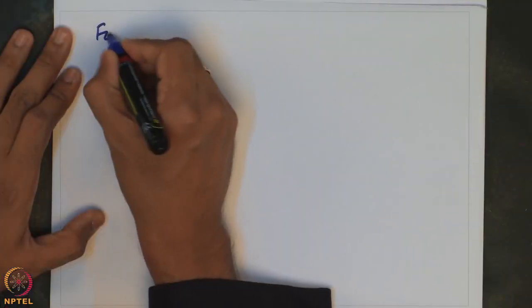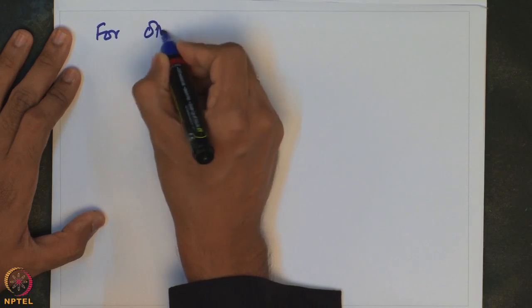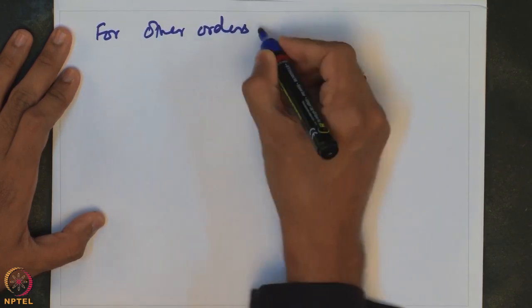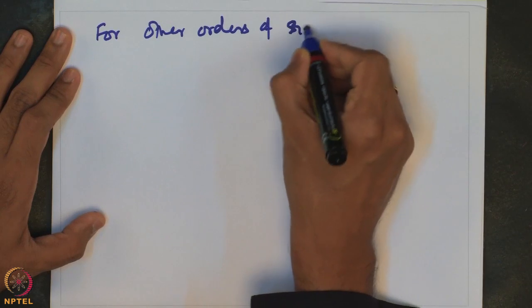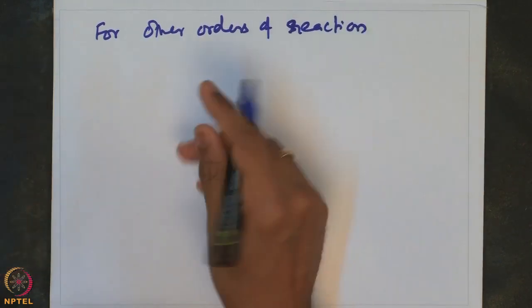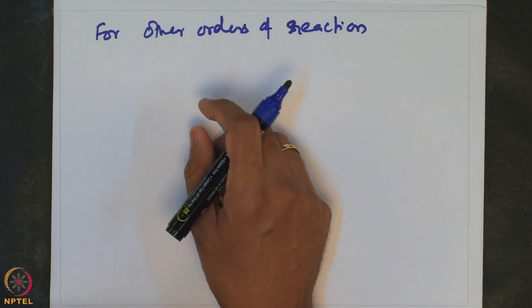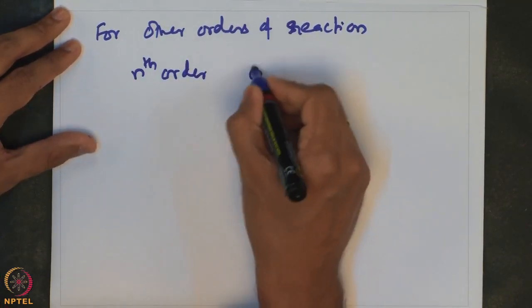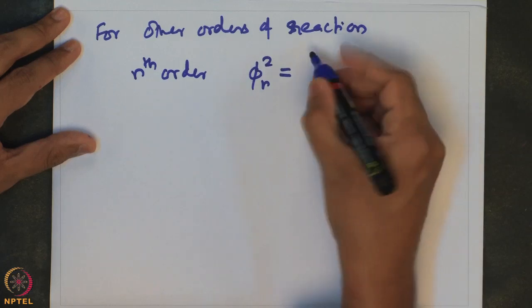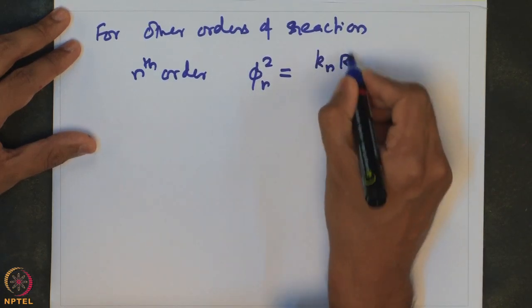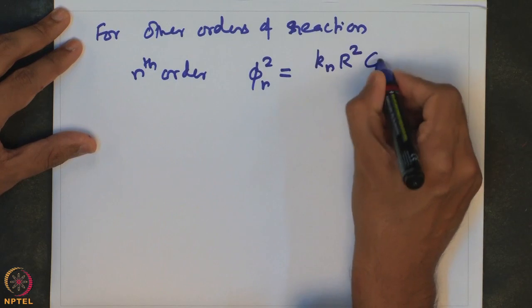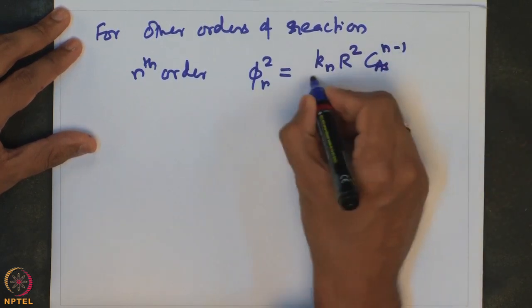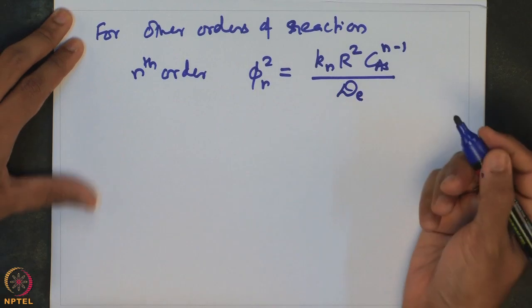Now, in principle, the exercise can be done for other orders of the reaction. It can be done even when the reaction is second order, third order, or any nth order reaction. So, typically for an nth order reaction, phi n square, which is the square of the Thiele modulus, is given by k n, which is the corresponding rate constant, into r square into C AS power n minus 1 into the effective diffusivity.